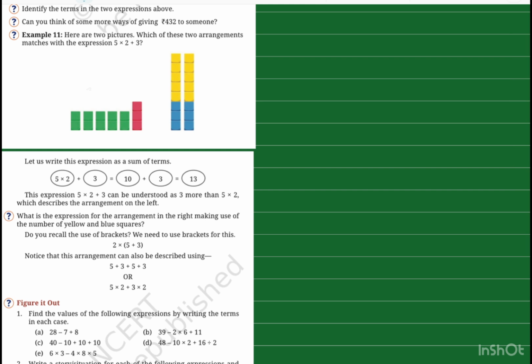Lastly, we can discuss problem 11. Here are two pictures. Which of these two arrangements matches the expression 5 into 2 plus 3? In the first picture, there are 5 blocks of 2 and 1 block of 3. So 5 into 2 plus 3 is the expression. In the second picture, in one block there are 5 yellow and 3 blue. So 5 plus 3, which are in number 2. So we can write 5 plus 3 into 2. So the answer is the first picture.